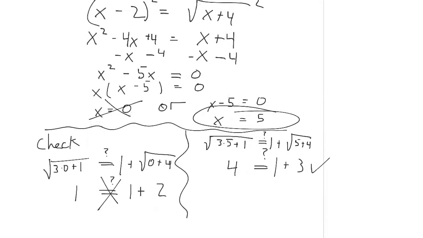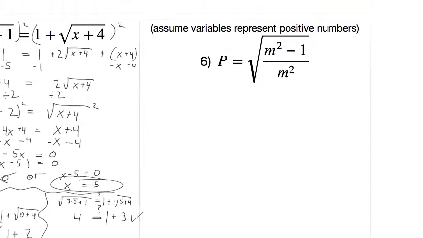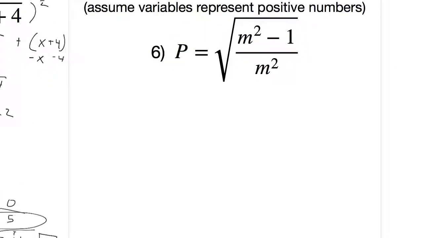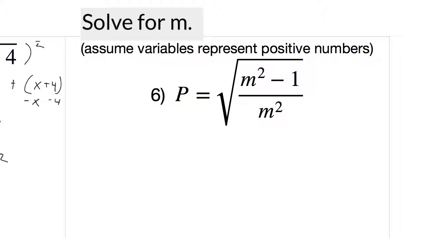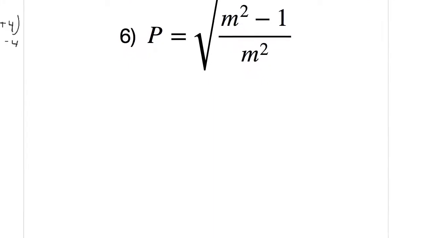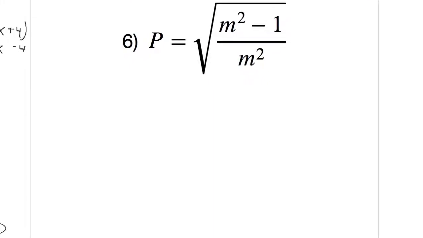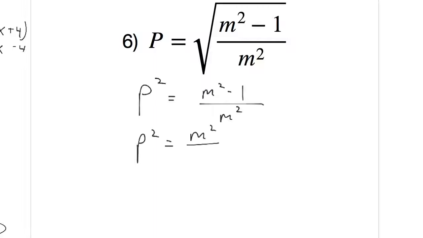We've got one more problem here, and it's going to be kind of like one of those problem-solving, rearrange the formula. We have to solve for m. So, let's square both sides to get rid of the radical. You get p squared equals m squared minus 1 over m squared. And I think I'm just going to split up this fraction into two fractions. M squared over m squared equals 1, minus 1 over m squared.